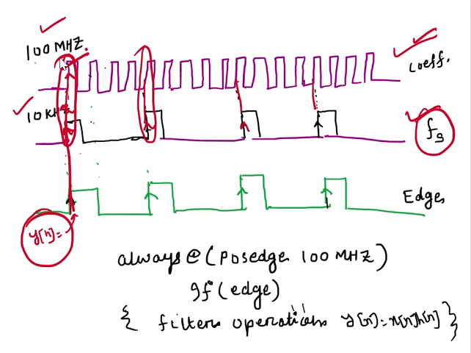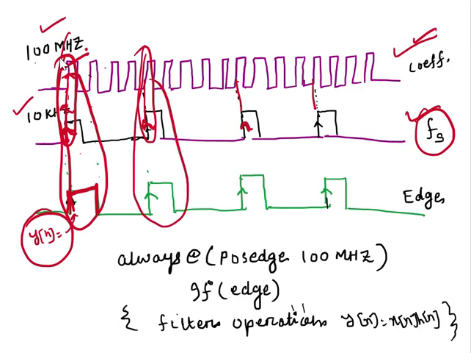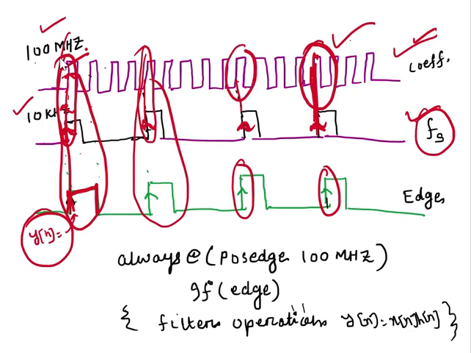So this is edge detection. We have to detect this edge, this edge, this edge. So this is the edge for the first filter operation, this is the edge for the second filter operation, this is the edge for the third, and for the fourth, this is the edge. So these edges we have to detect. That means we have to detect this input edge with respect to this 100 megahertz signal. We have to detect this edge with respect to this signal.